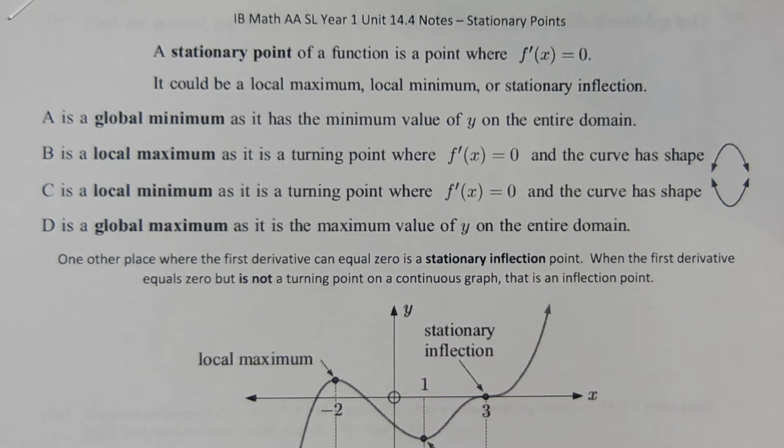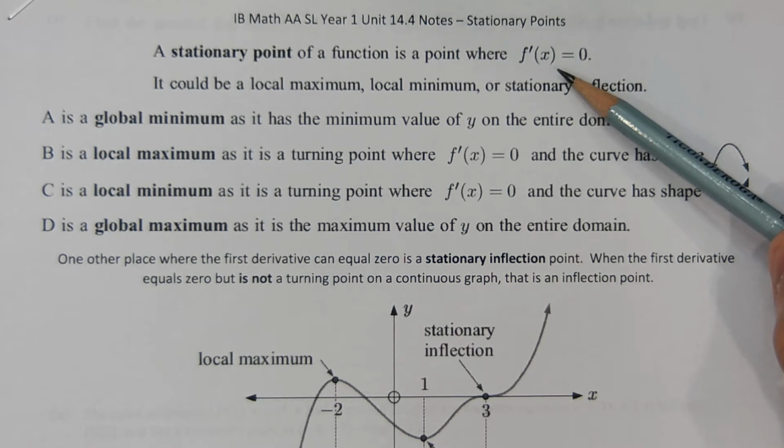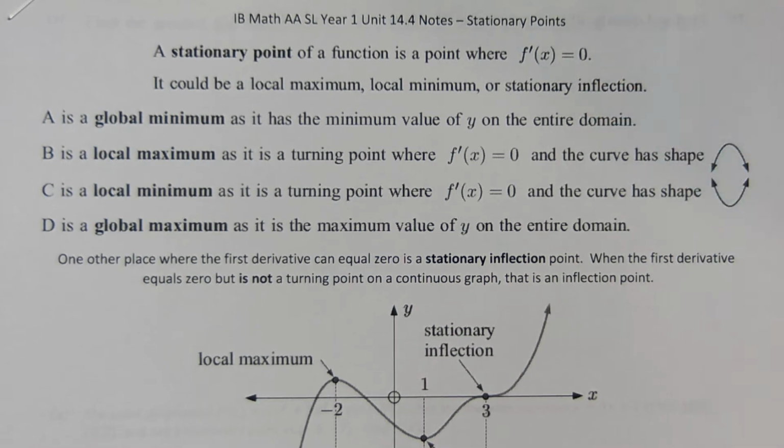Remember, if you called the position function, say f of x, then its derivative would have been the velocity function. So everywhere where the derivative equals zero, you would have had a velocity of zero, therefore not moving. So that's one of the reasons why we call the places where the first derivative equals zero a stationary point.